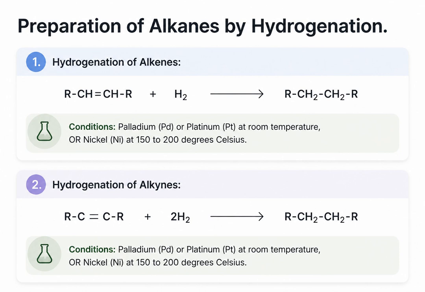Whether you are starting with an alkene containing a double bond or an alkyne with a triple bond, the addition of hydrogen gas will fully saturate the molecule. This process requires a metal catalyst. You can use palladium or platinum at room temperature, or if you are using a nickel catalyst, you will need to heat the system between 150 and 200 degrees Celsius.